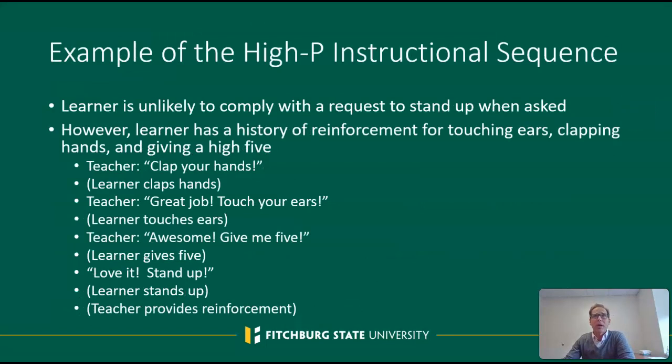So as an example of the high P instructional sequence, let's say we have a situation where a learner is unlikely to comply with the request to stand up when asked. However, this learner may have a history of reinforcement for doing things like touching their ears, clapping their hands, and giving a high five. So where we might see this taking place is, let's say we've got a learner who's engaging in non-compliance.